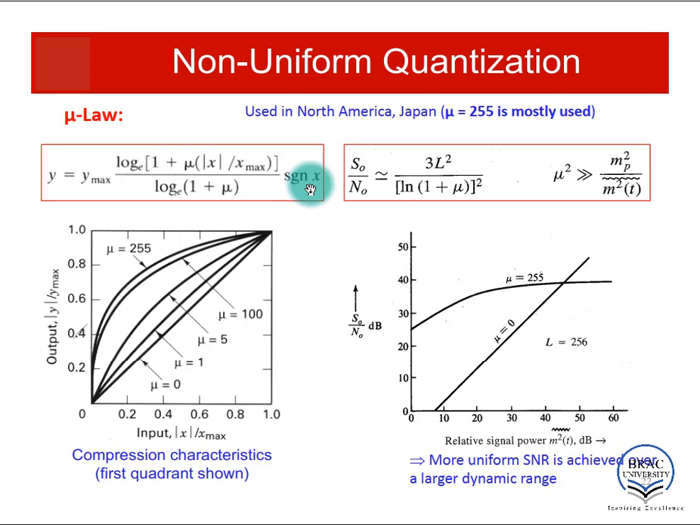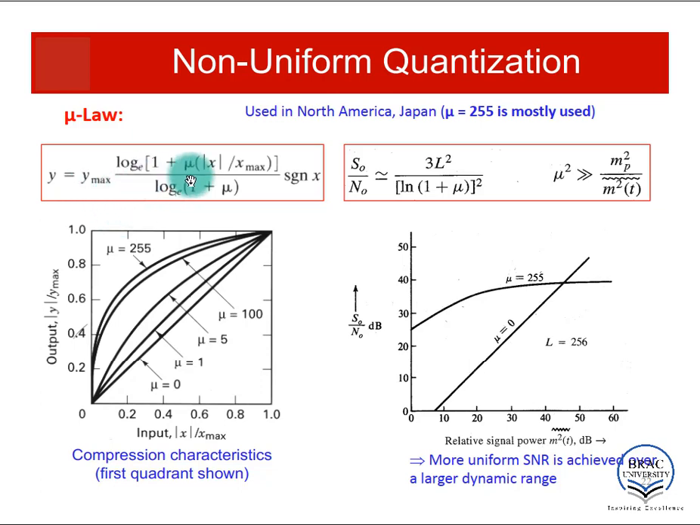If the sample is positive, sgn(x) is plus 1. If the sample is negative, let's say minus 5, then sgn(x) is minus 1. X max is the highest value of the signal. Typically, this x max and y max are the same. So one thing to note down here is that x max and y max are the same. So if your x max is 10, by default your y max is 10.